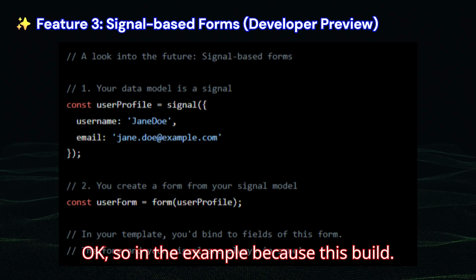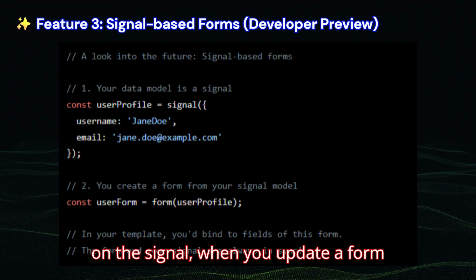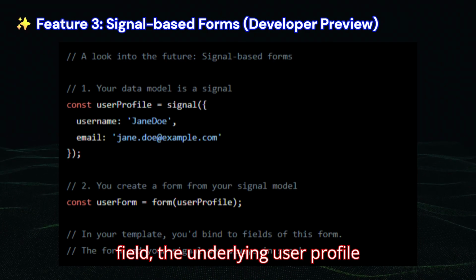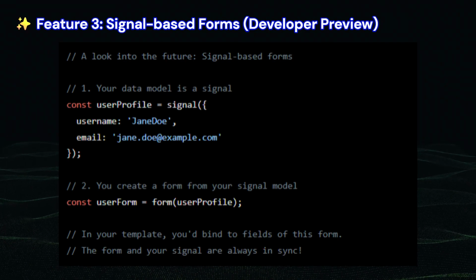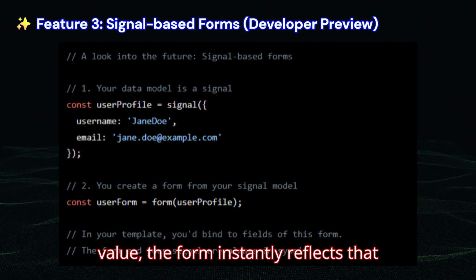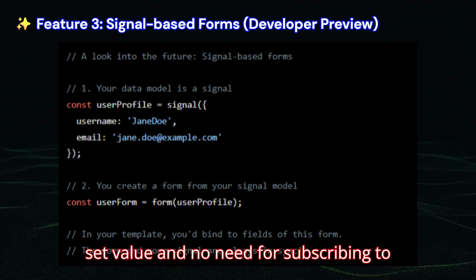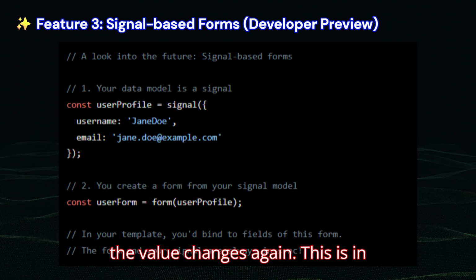So in the example, because this is built on the signal, when you update a form field, the underlying user profile signal updates automatically, and if you programmatically change the signal's value, the form instantly reflects that change. No more .patchValue or .setValue, and no need for subscribing to the value changes.